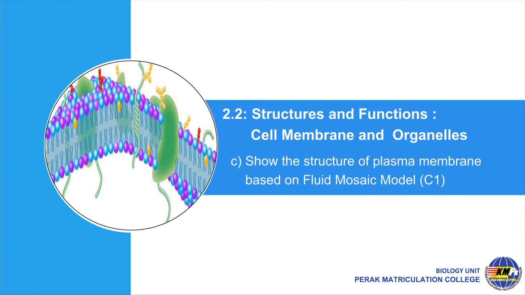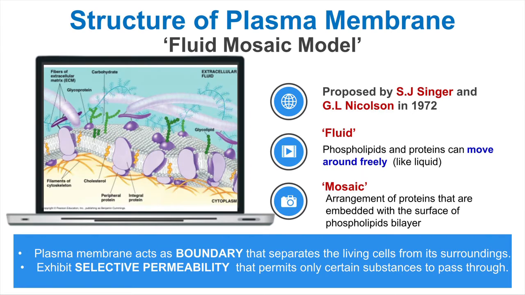Now we will look at the structure of plasma membrane based on fluid mosaic model. The fluid mosaic model describes the structure of the plasma membrane as a mosaic of components, including phospholipids, cholesterol, proteins, and carbohydrates, that gives the membrane a fluid character. Fluid mosaic model was proposed by S.J. Singer and G.L. Nicholson in 1972.